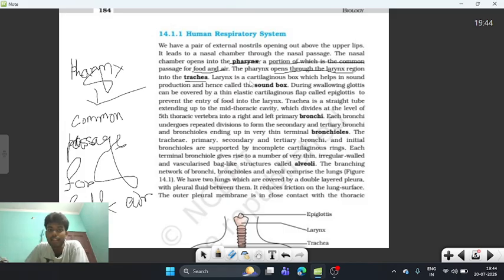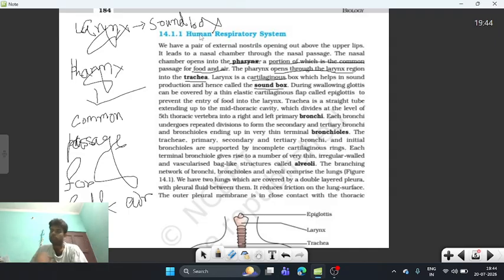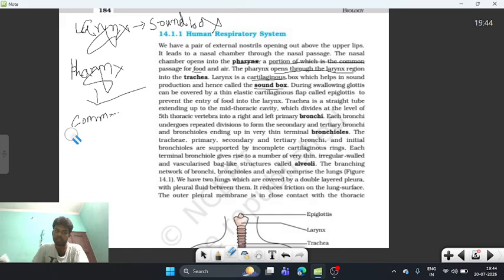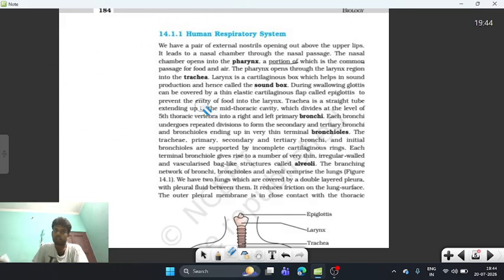Larynx is a cartilaginous box. This is made up of cartilage, which helps in sound production. Hence, it is termed as sound box. So, what is the sound box? Larynx. Sound box is larynx. I hope you have written. So larynx is the sound box.